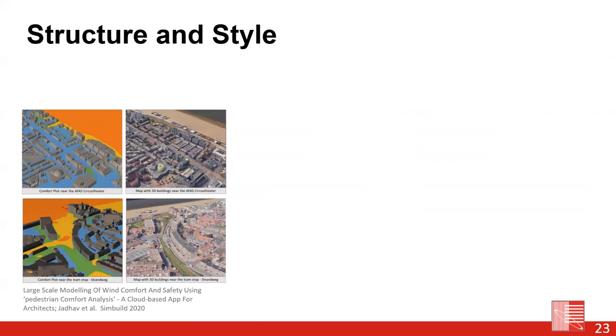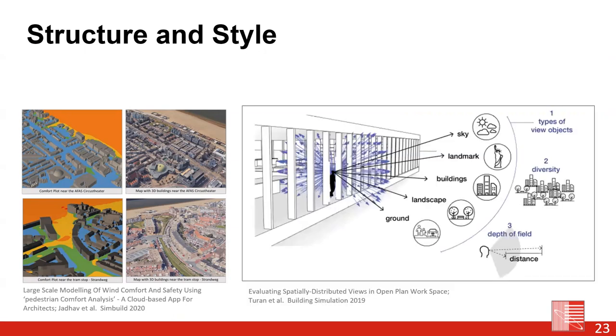And I like to say, throw some images in there. You can get away with throwing in an image. I always throw an image in my one-page abstract. And there are some great images from conferences of the past. This is from SimBuild 2020 on the left, where they're doing large-scale urban modeling of wind and comfort. So you can kind of see that it's doing something on an urban scale.